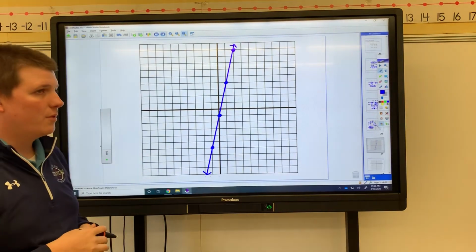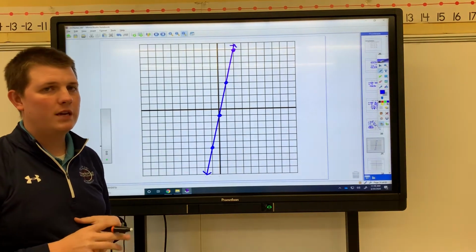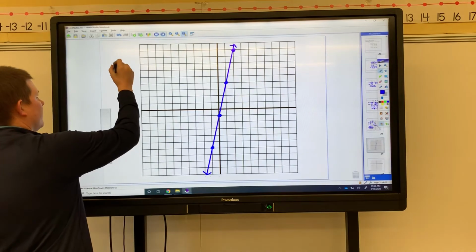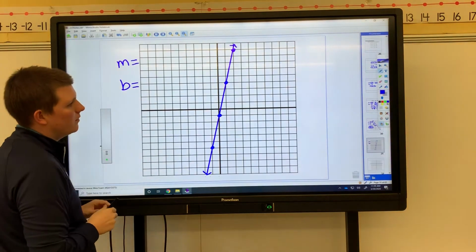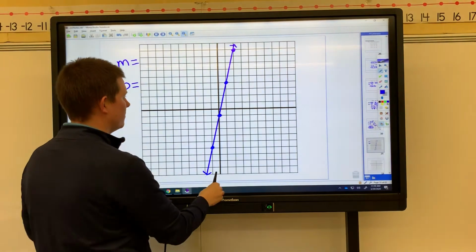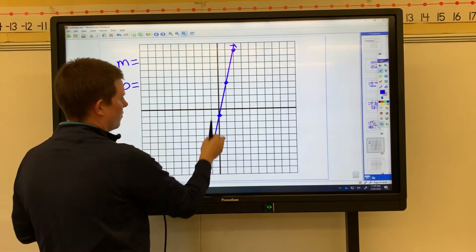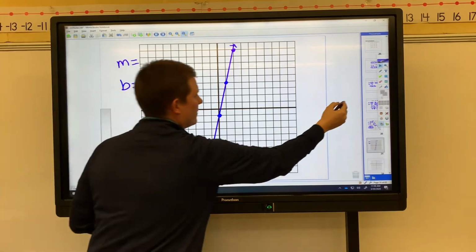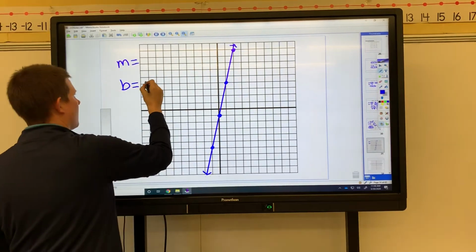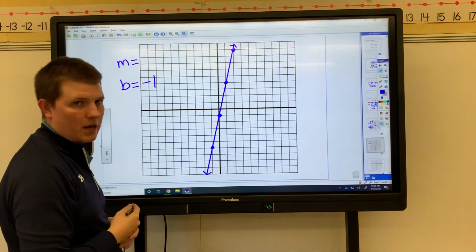So now we have this line. Once again, I want you to write the equation of this line in slope-intercept form. So we need to find the m, we need to find the b. The b is where the line crosses the y-axis, so we just look at the y-axis. We'll find where it crosses right here, and that is negative 1. So the b would be negative 1.